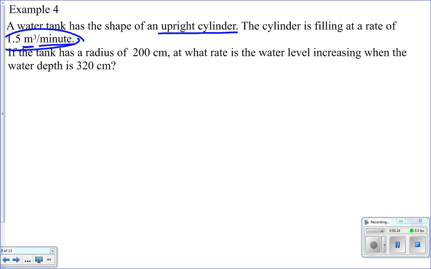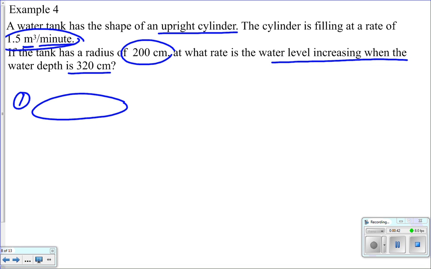If the tank has a radius of 200 centimeters, at what rate is the water level increasing when the water depth is 320 centimeters? Okay, so what we want to do first is draw ourselves a diagram here. So since we're working with the cylinder, I'm going to of course start off by drawing a cylinder. All right, so let's label some dimensions that we know here.